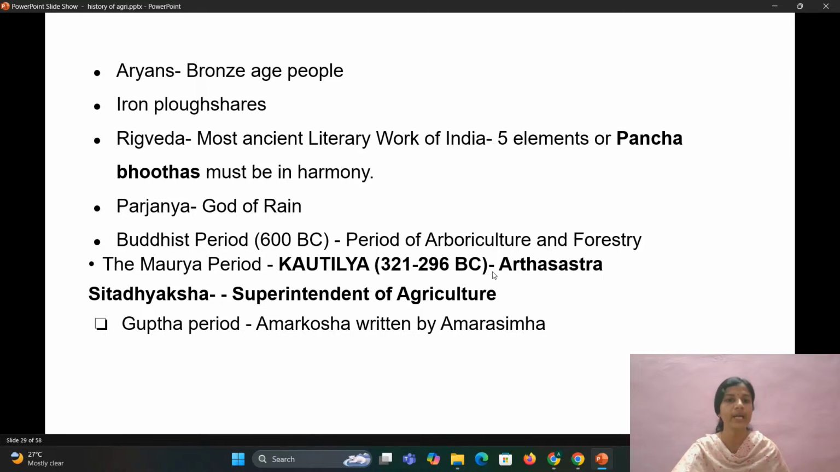Then during the Maurya period, Kautilya or Chanakya, he wrote the Arthashastra. And in this Arthashastra, there is a mention of this Siddhadhyaksha. Siddhadhyaksha is a post given to the superintendent of agriculture. There is a mention of this Siddhadhyaksha in the book Arthashastra written by Kautilya. Then during the Gupta period, Amar Kosha was written by Amar Simha.